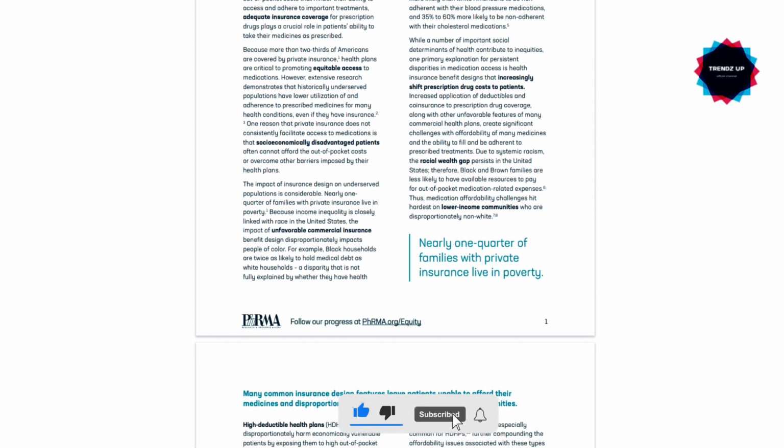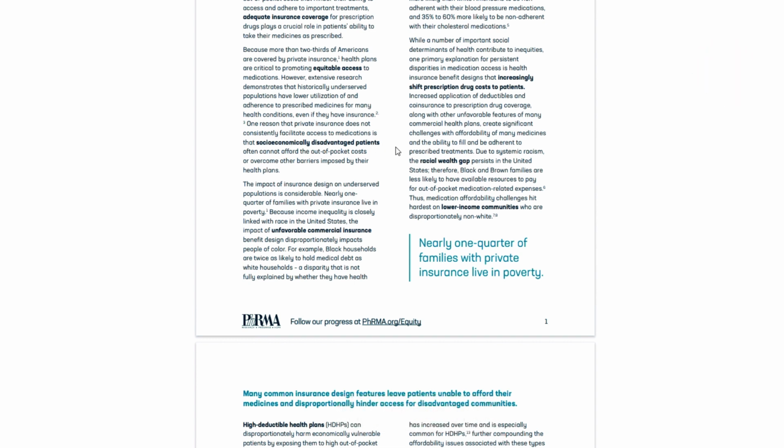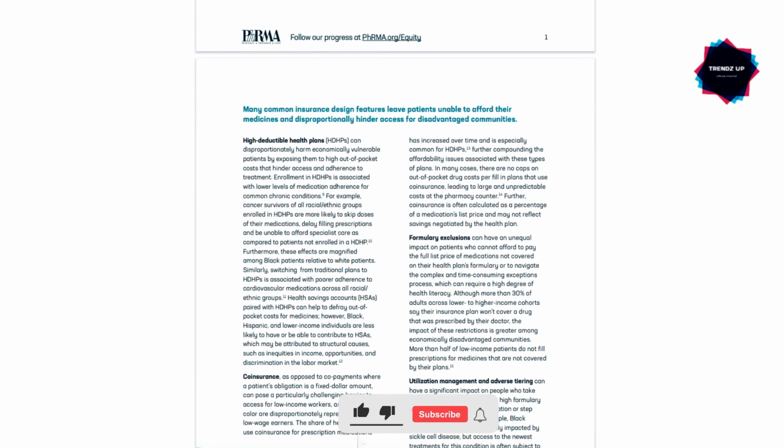And here is the socially and economically disadvantaged patients, racial wealth gaps, and lower-income, commercially unfavorable insurance. Here is the high deductible health plan. Many common insurance designs fracture lives, and patients are not able to afford their medicine, disproportionately hindering access for disadvantaged communities.